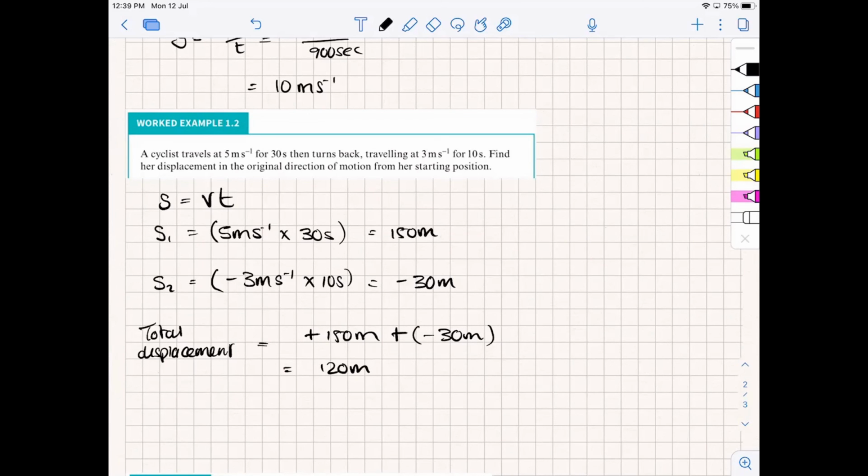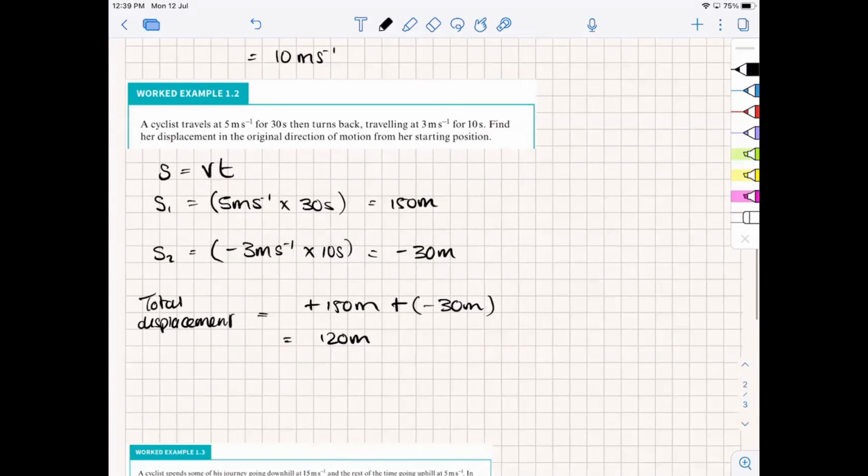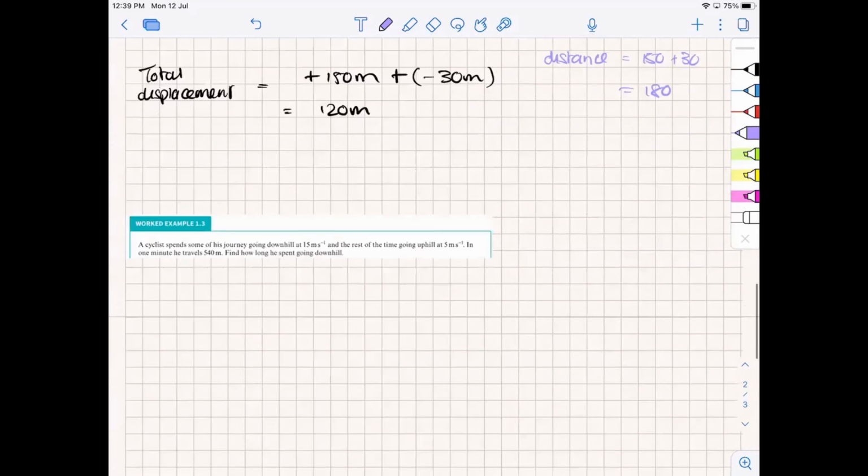Okay. Very quickly, Zara, what's the distance that she's traveled in total? The distance, not the displacement, the distance. Her distance would be 180. Very good. And that's her total distance. Right. Just one more to go.